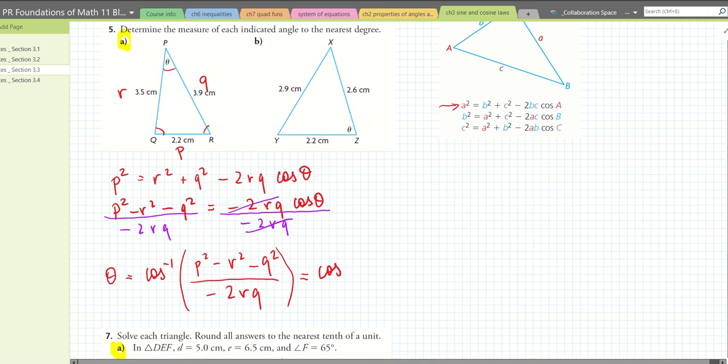So we're going to replace our p, our q, and r. Let's replace p. P is 2.2. Square, don't forget to square, minus r, which is 3.5. Notice here that the r will get squared, and we're still going to end up with negative. Then we have q, which is 3.9.